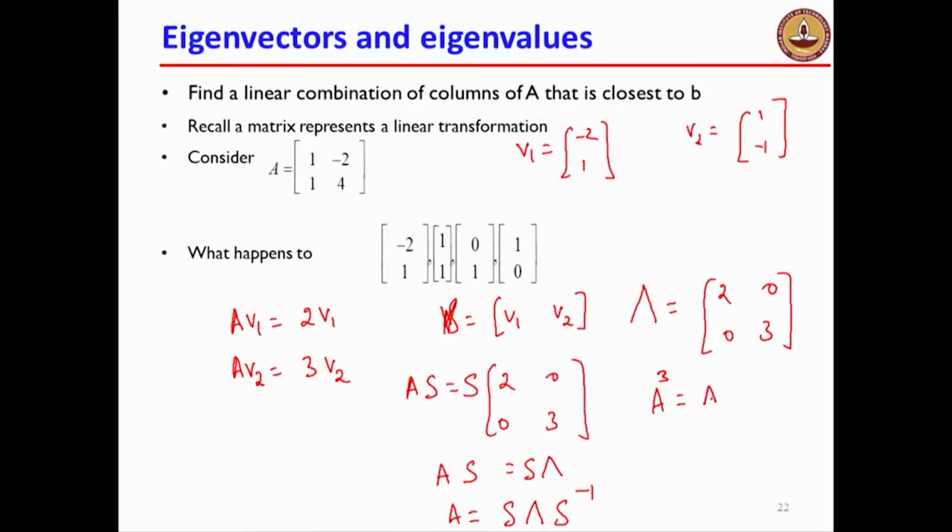Likewise, I can do the same thing for A cube, and for an arbitrary exponent. So when you are able to write A equal to S lambda S inverse, A power n is very easy to compute. It is just S lambda power n into S inverse.